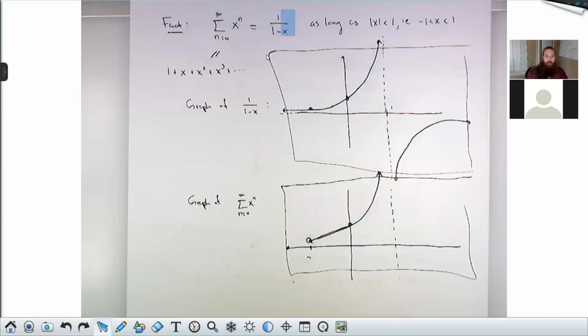In other words, this function can be represented by this series. If I wanted to differentiate this function, I could differentiate this series instead. If I wanted to integrate this function, I could integrate this series instead. If I wanted to do anything with this function, I could do it with this series instead, as long as I keep my x's between -1 and 1.